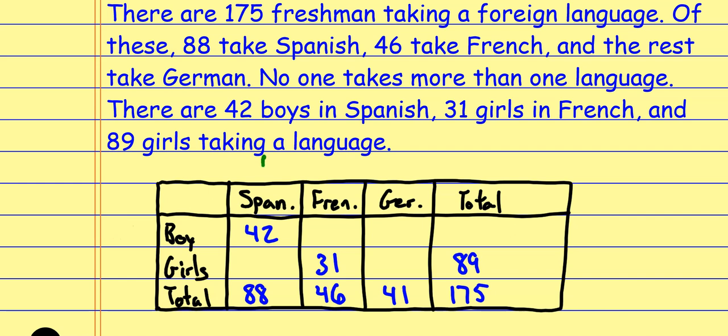For example, if I look at the Spanish column, notice I'm only missing that one piece. And so if there's 88 total and there's 42 that are boys, then the rest have to be the girls. So that's got to be a 46. Okay, and see, so it allows us to fill in that piece. And now again, I look for another column or a row that's only missing one piece. Maybe I jump to the French next. And I say, oh, since I have 31 girls and 46 total, there has to be 15 boys.